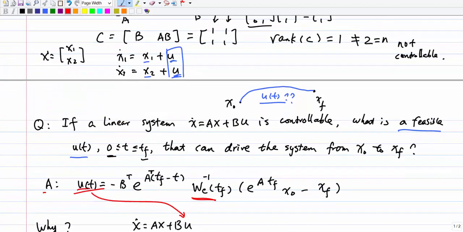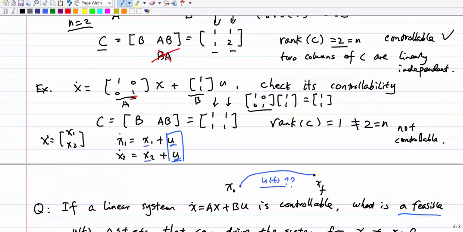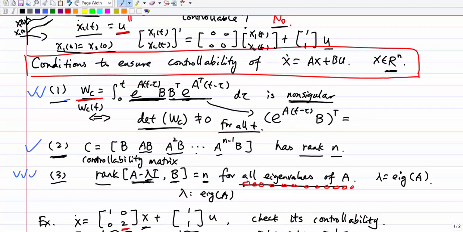So it is Wc(tf) inverse times [e to the A tf times x0 minus xf]. You can probably see from here why: you want to find the inverse of that matrix, so Wc(tf) should be invertible. This also explains why the first condition you can use to check if a system is controllable is that Wc should be non-singular, or invertible.